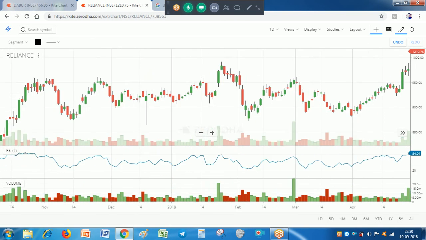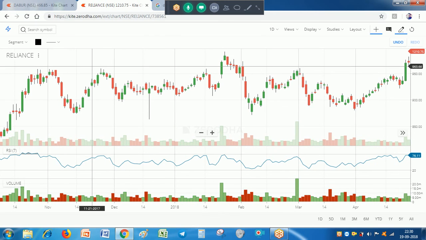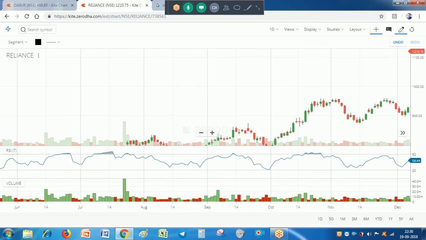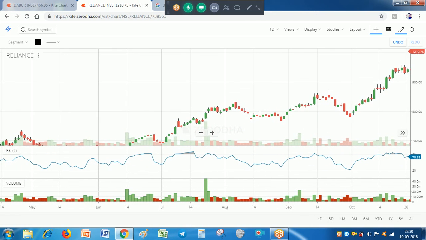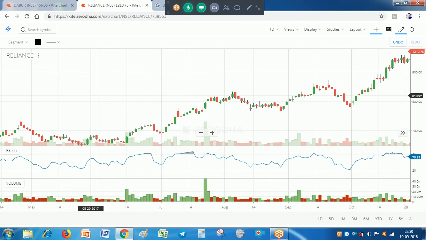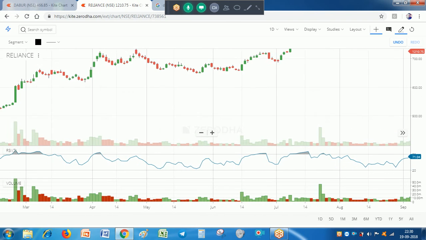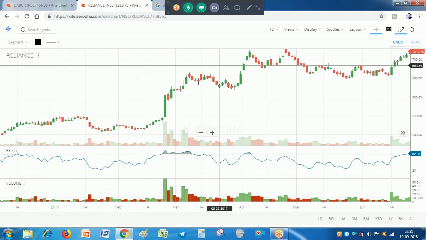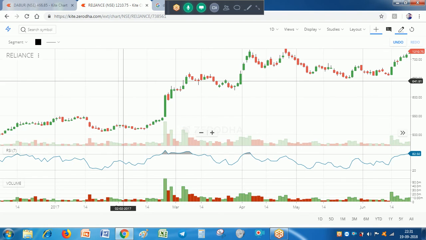Friends, are these patterns clear? Both ascending and descending triangle, are they clear? Hello? Okay, sir. So see, I have just shown you Reliance Industries in formation of this descending triangle. So we have to wait for that.